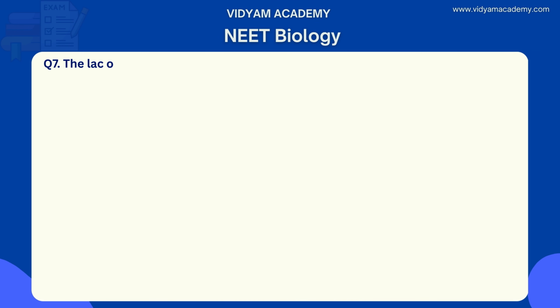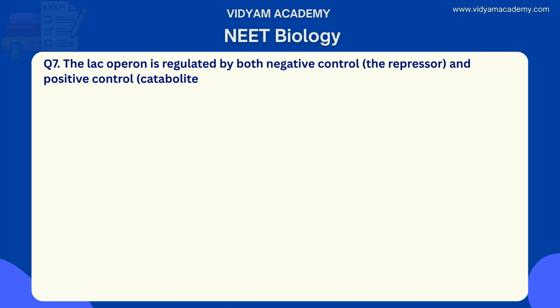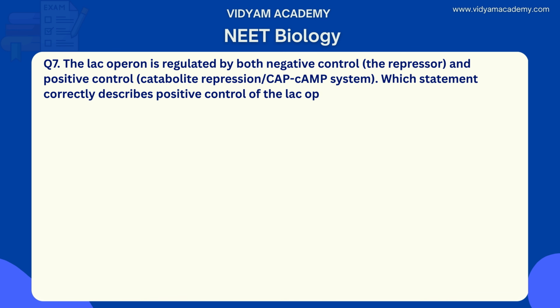Let's move to question number 7. The lac operon is regulated by both negative control, the repressor, and positive control, that is catabolite repression, the cAMP system. Which statement correctly describes positive control of the lac operon?